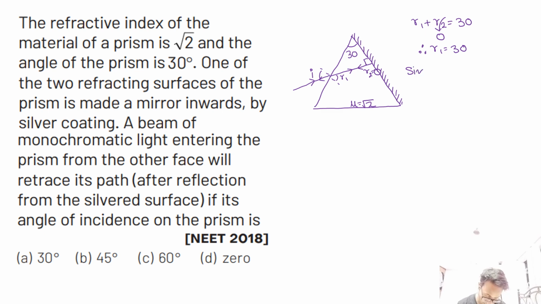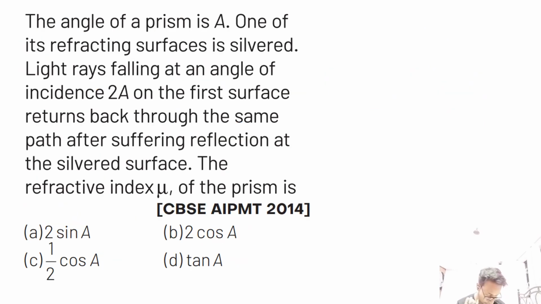So you can simply write sine of i is equal to mu sine of R1. What is the value of mu? Root 2. Sine of R1, sine of 30. And what is sine of 30? 1 by 2. See, 2 can be written as root 2 into root 2. So sine i is equal to this, and this root 2 will get cut, so 1 by root 2. Therefore i is equal to 45 degrees. Okay, let's proceed to the next question.